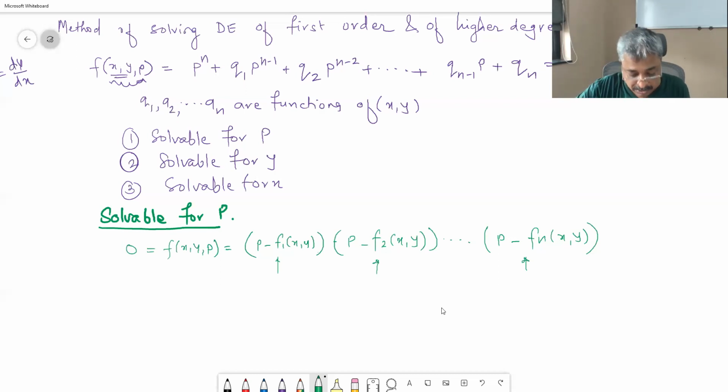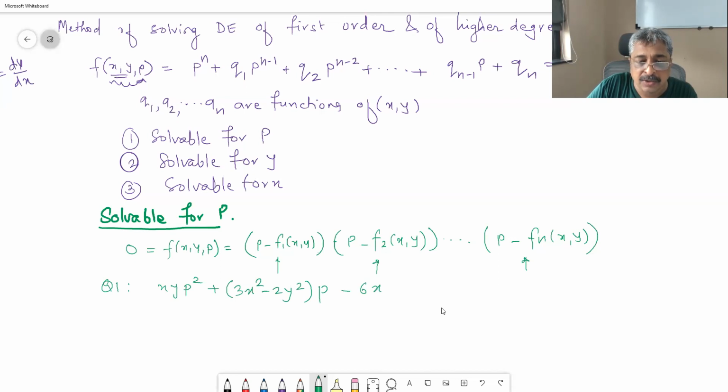Go to page number 7. Problem number 1. Okay, question 1. xy p square plus (3x square minus 2y square) times p minus 6xy is equal to 0. Initially I have to give you something simple. What is p? P is dy by dx, and therefore it is a differential equation. Easy? Do it.